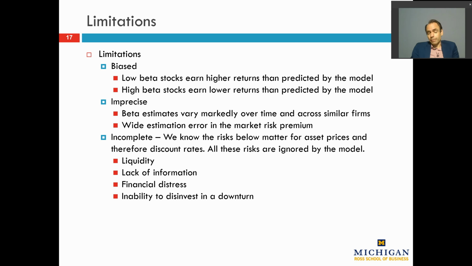Another problem with the capital asset pricing model is that it's imprecise. Beta estimates vary markedly over time and across similar firms, as we saw when we compared beta estimates using Wednesday to Wednesday returns and Friday to Friday returns, for example. Using the same window of data, say 5, 10 or 15 years of data, but just shifting the day at which we define a week to start, we saw fluctuations in beta estimates.